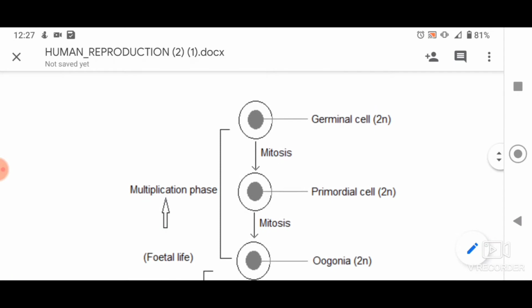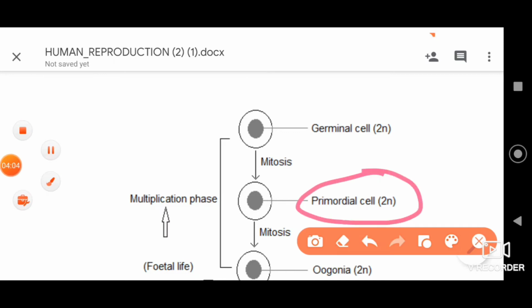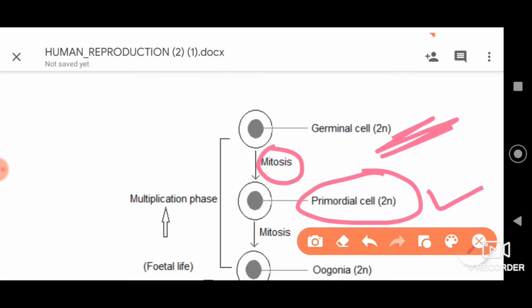Now let us discuss the phase of multiplication. During this phase, the germinal epithelium, the outer layer of the ovaries, the primary sex organs in females, will produce the primordial cells, the first formed cells, by undergoing a cell division called mitosis. These primordial cells are also diploid, as the germinal cells were diploid. They undergo equational division and form diploid cells. Here mitotic division is involved, my dear friends.